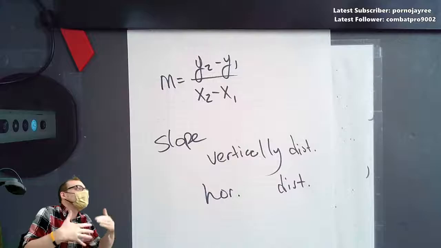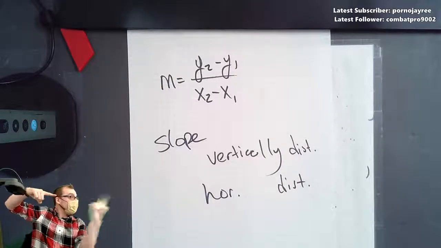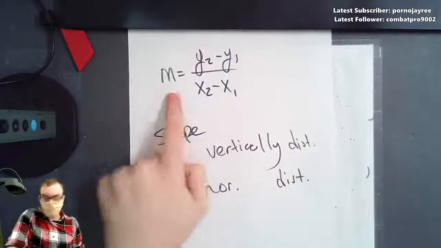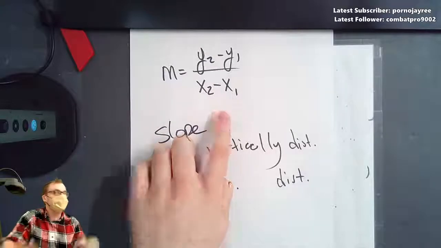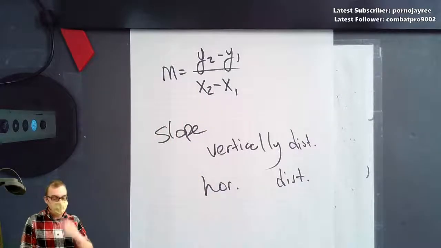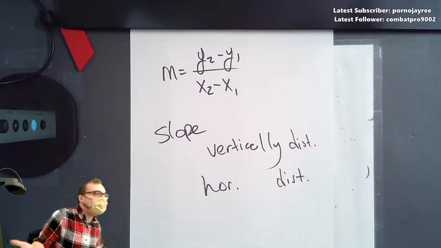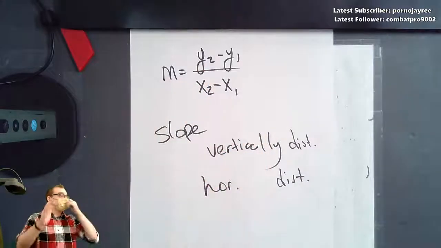Rise over the run. Rise. How far we go? Run. How far we go? Vertical distance over horizontal. Slope is rise over run. It's vertical distance over horizontal distance. Duh. Sir, I think what you mean is m equals y2 minus y1 over x2 minus x1. What does that mean? Nothing. I'm never gonna remember that. It's vertical distance over horizontal distance.